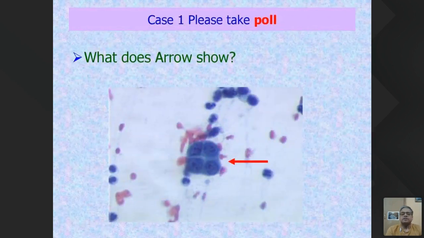So I request all of you to please take the poll which I am putting online right now. The question for you is, what does this arrow show?